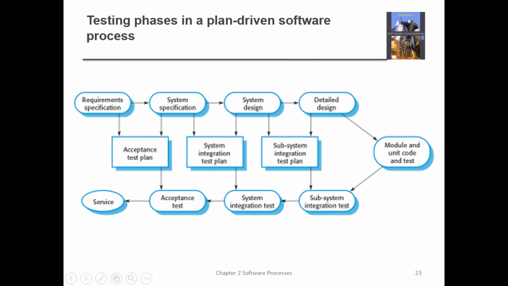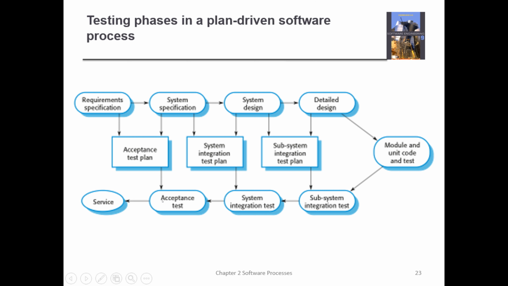We have requirement specification, system design, and then the detailed design. And on each, you have to come up with a documentation or a plan that you follow, the acceptance test plan. From these two, requirement specification and system specification, you come up with that plan. Then the system integration test plan comes from the system specification and the system design, and then the detailed design, that is the subsystem integration test plan, is the one that you yield from these two.